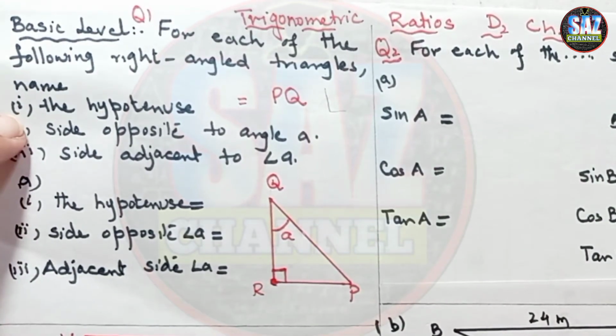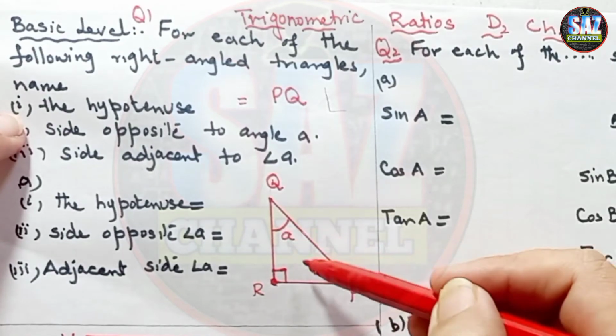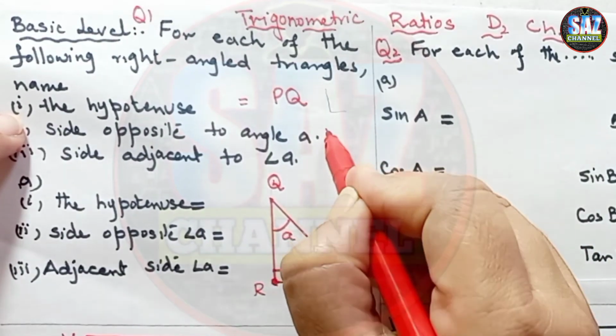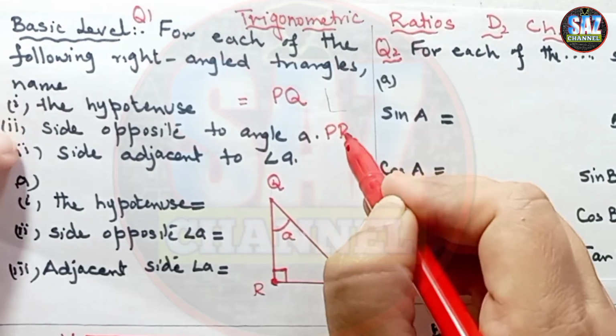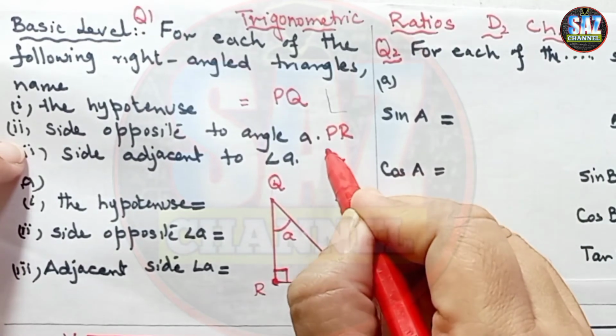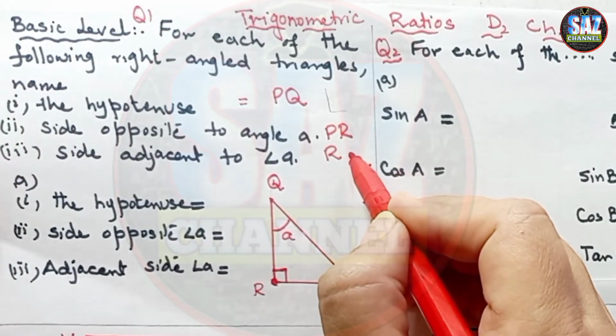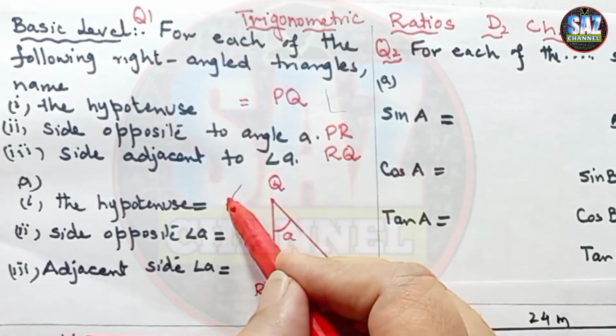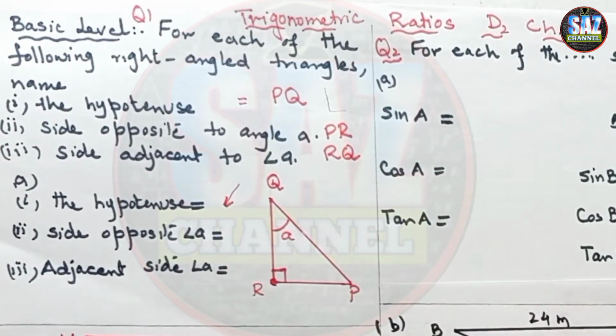The side opposite to angle A is RP or PR, and the side adjacent to angle A is RQ. Either you can write it over here or you can write it over here. It's up to you, but this is what we have to do.